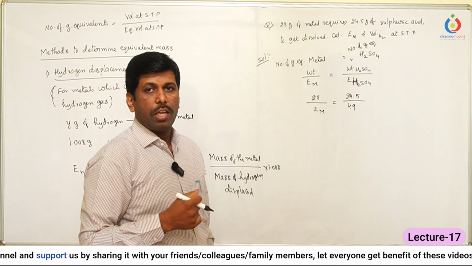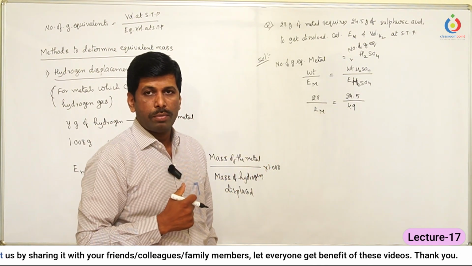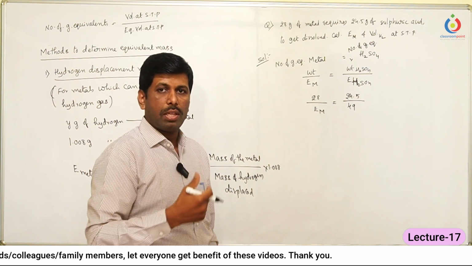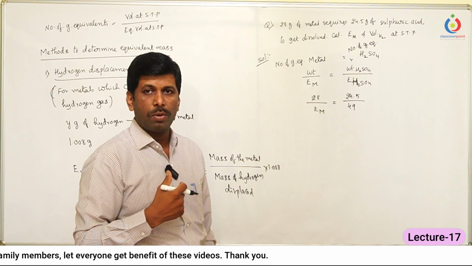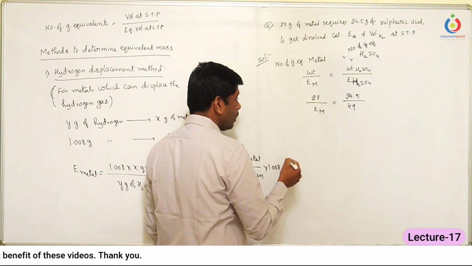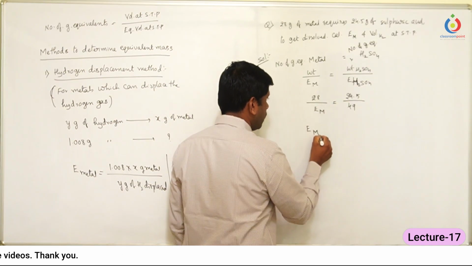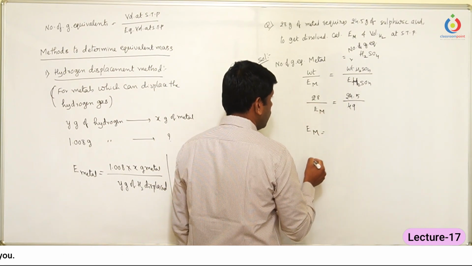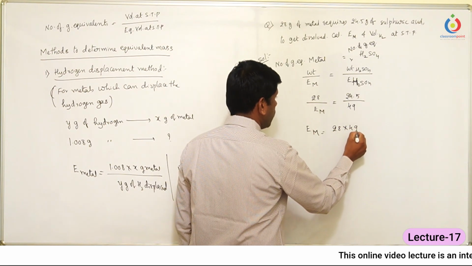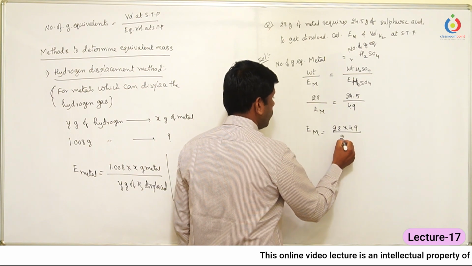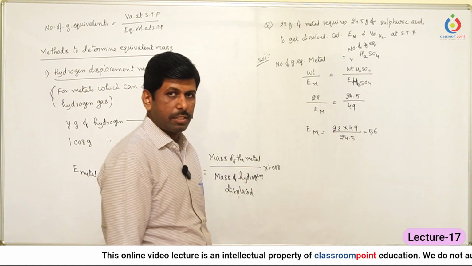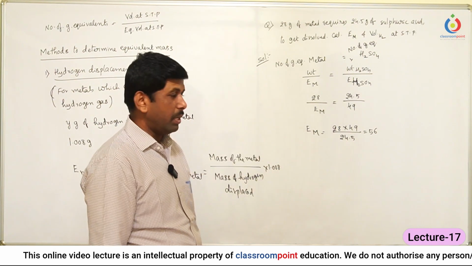How to calculate the equivalent mass of the acid, we discussed in the previous class. Please do watch that video for clear information regarding the calculation of the equivalent mass of various compounds in various situations. Then the equivalent mass of the metal is equal to the cross multiplication: 28 into 49 divided by 24.5, this value is equal to 56, which is the equivalent mass of the metal.